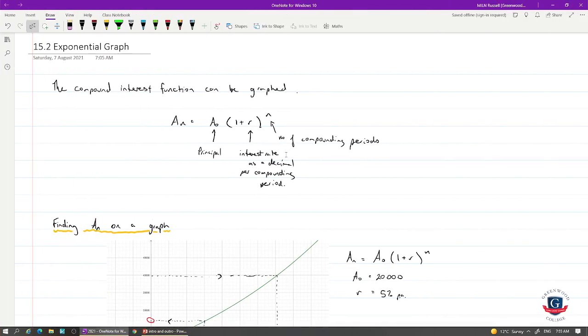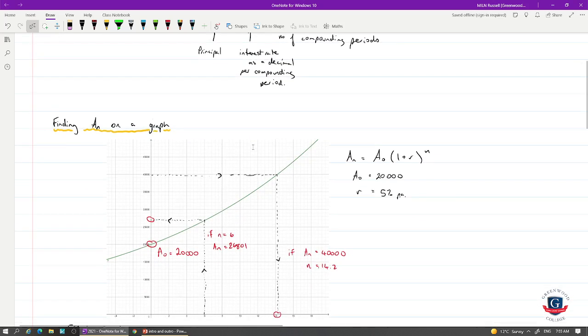Hi everybody, we're going to have a quick look at compound interest graphs. It's an exponential graph and it's going to graph this function here, where the compound interest amount is equal to the principal times the rate as a decimal raised to the number of compounding periods.